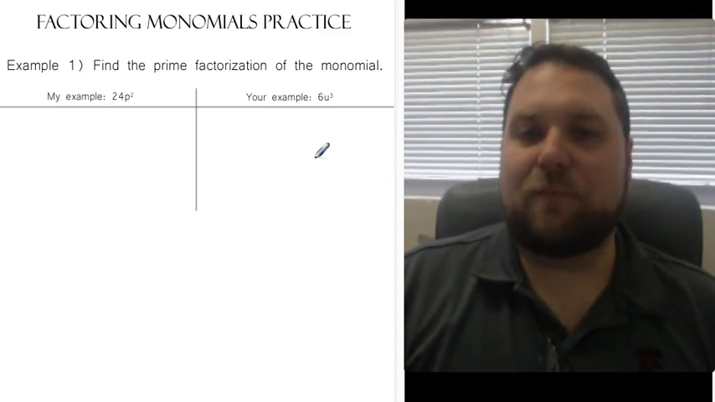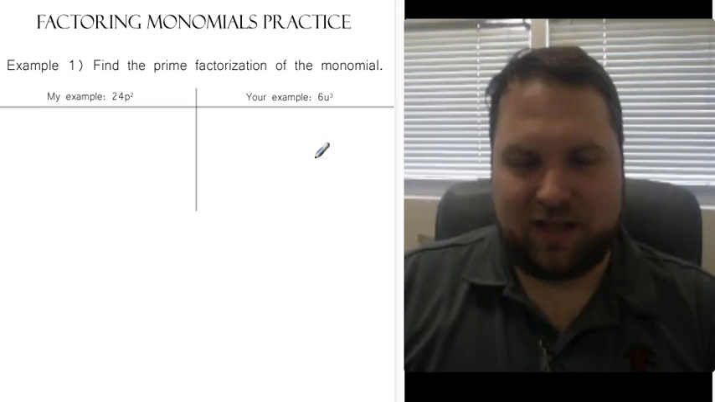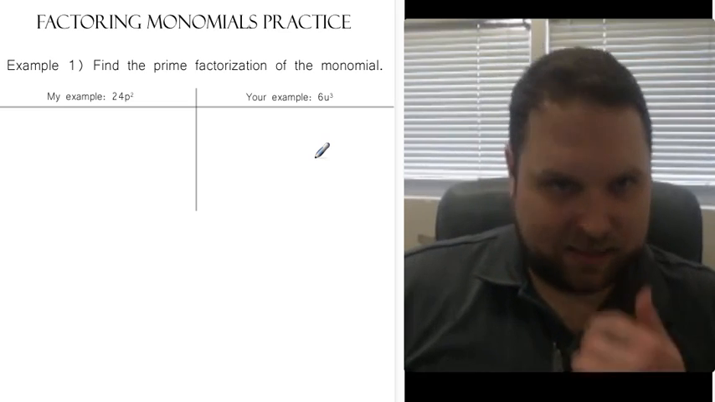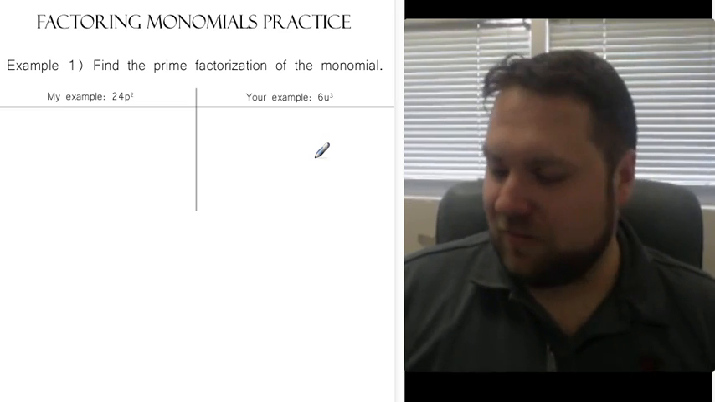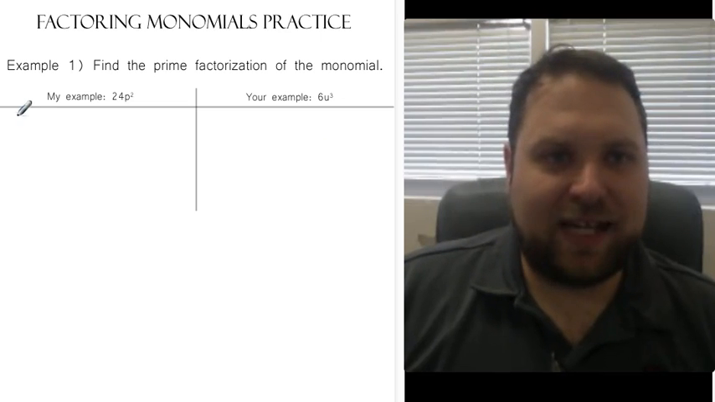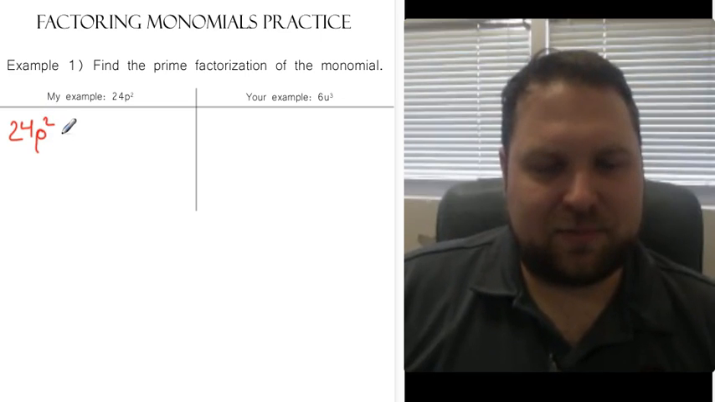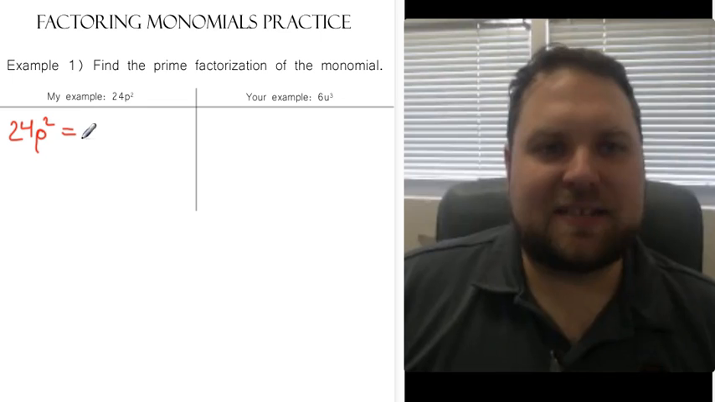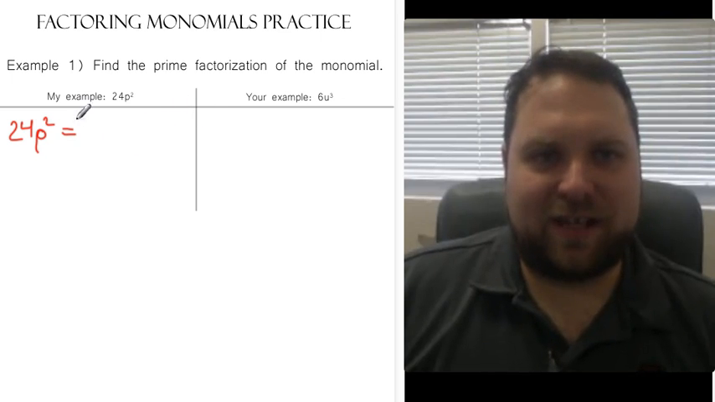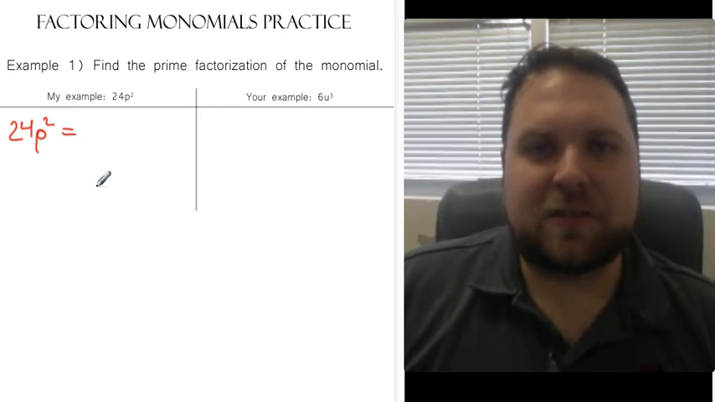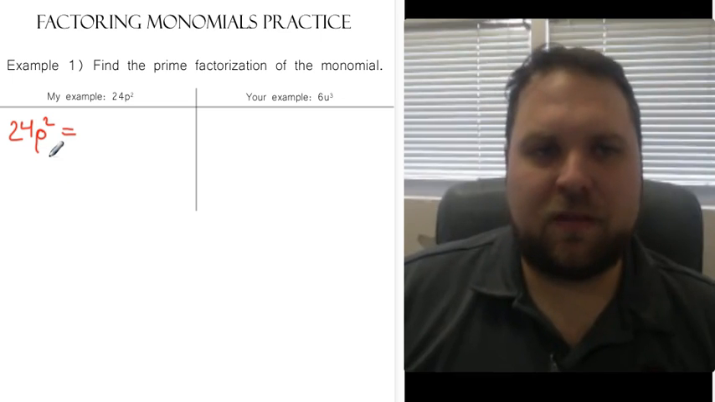Just as before, I'll have my example, and then you'll have your example, and we'll work through it together. So here's the first thing I want us to do. Let's just write it down. 24p squared is my example, and I'm going to write equals in anticipation of writing all my factors right here. So this is where my answer is going to be. So go ahead and do that for your example.